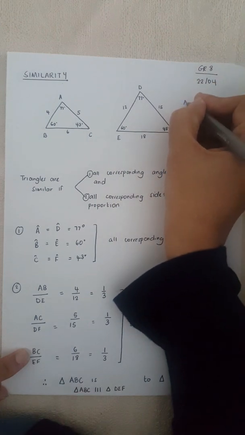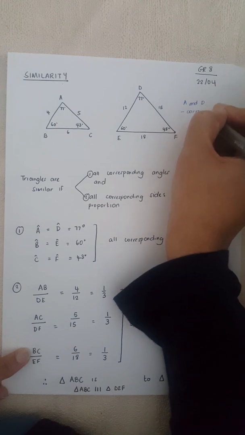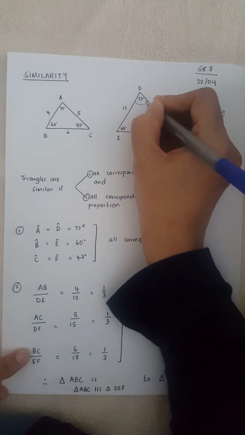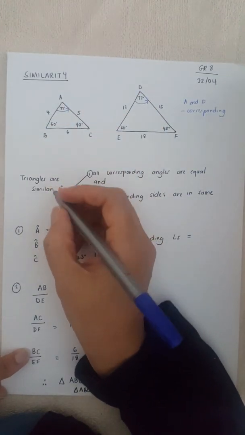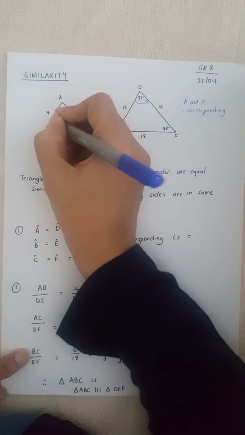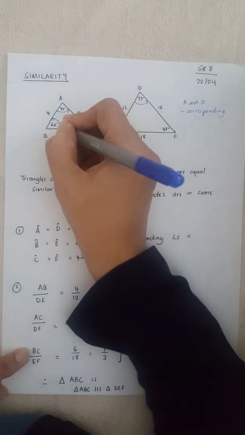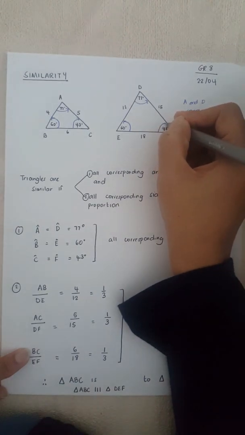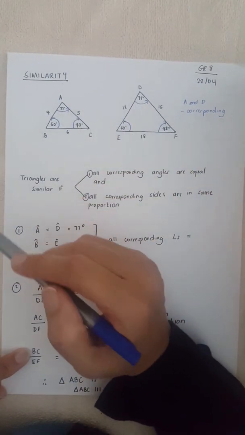A and D are called corresponding angles because it's in the same place in the triangle. So this one here, D, is corresponding to that one there, right? So B is corresponding to which angle? Angle B is corresponding to angle E because you can see it's in the same position of the triangle. And then angle C is corresponding to angle F. So you can see that those are called corresponding angles.